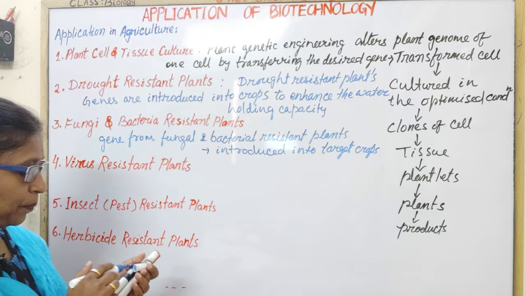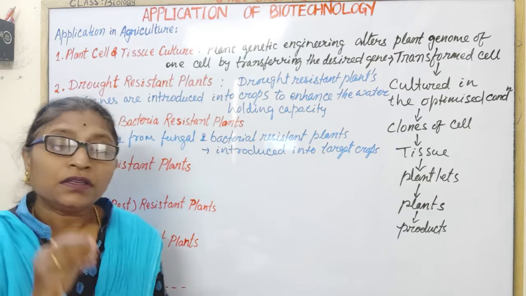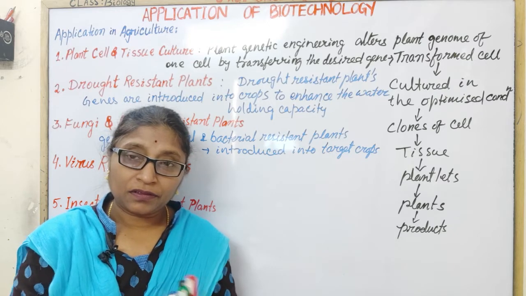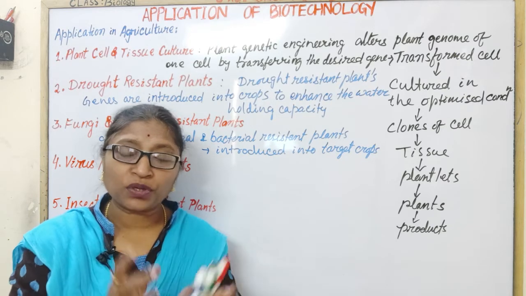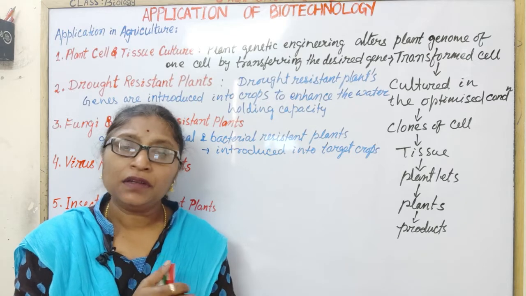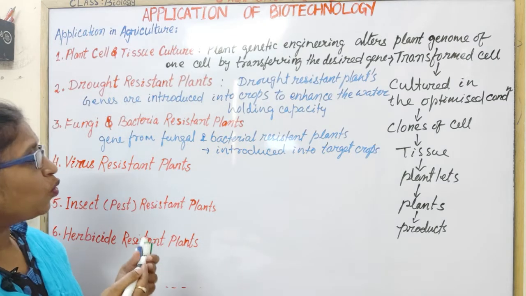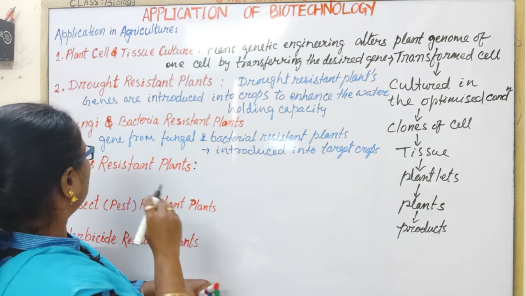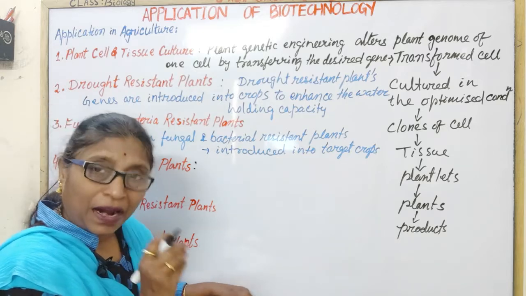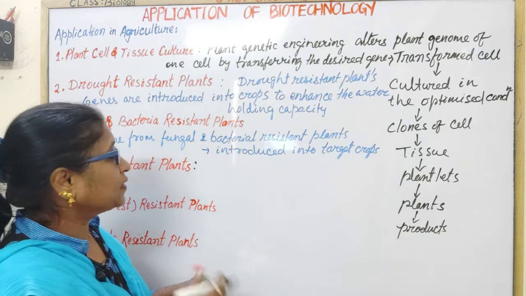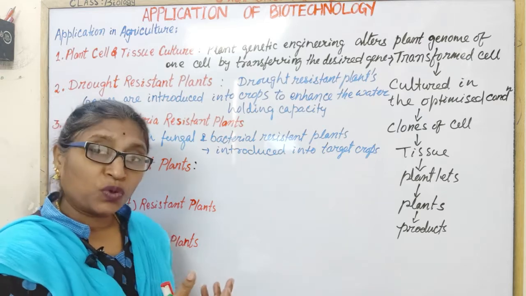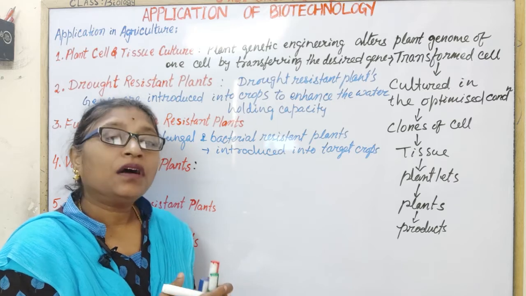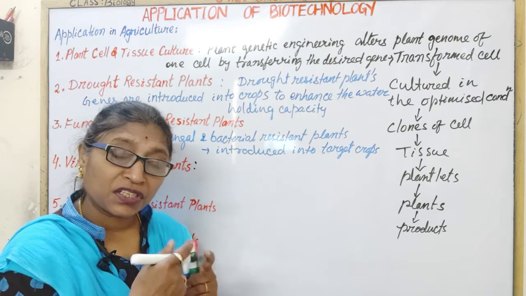The virus resistant plants: the gene encoding the coat protein, the capsid that is the coating over the genetic material of the virus, the gene encoding for the coat protein is introduced into the plant cells for the development of that coat protein, so that the plant immune system is developed.